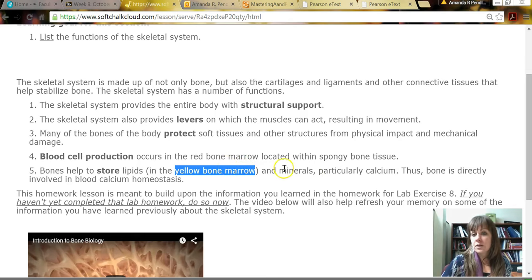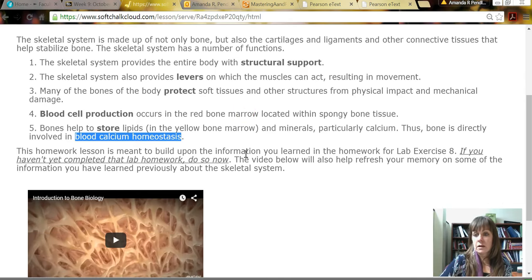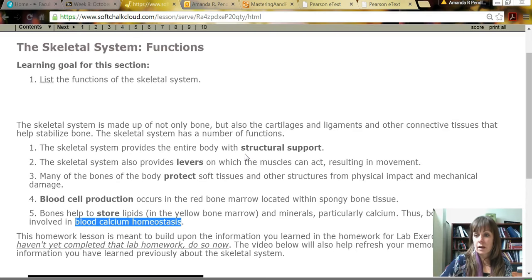And then finally, minerals, and particularly calcium, are stored in bones. And so that's going to be involved in regulating blood calcium levels, keeping that in homeostasis. And so we'll talk about all of these different things throughout the rest of this lecture and into the skeletal system lectures.